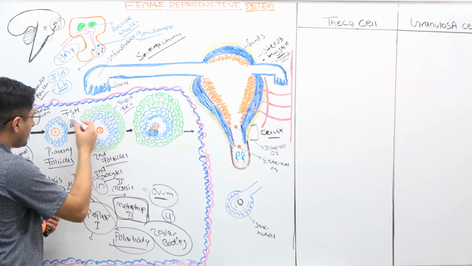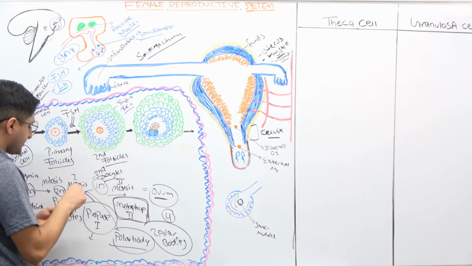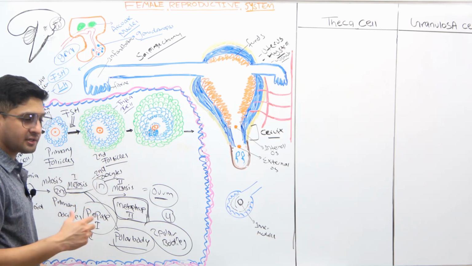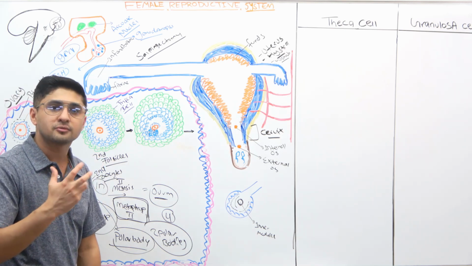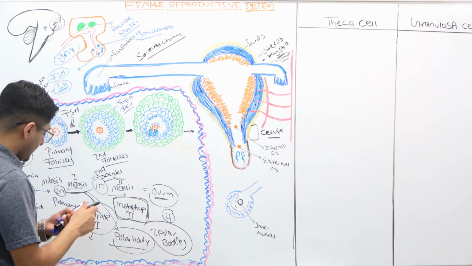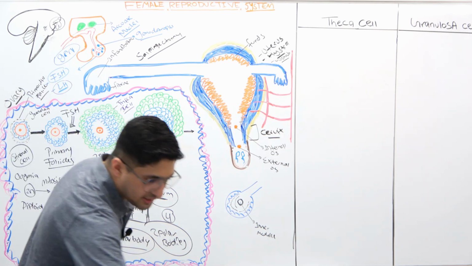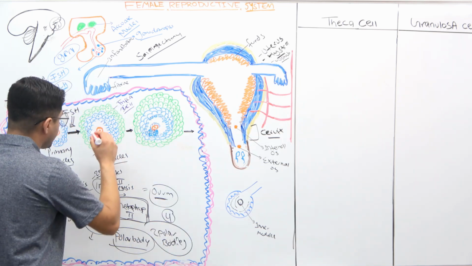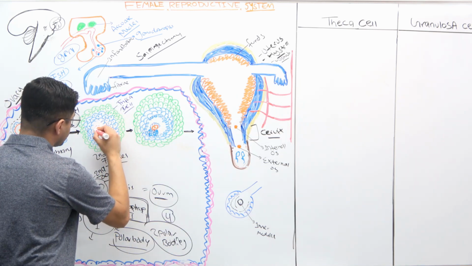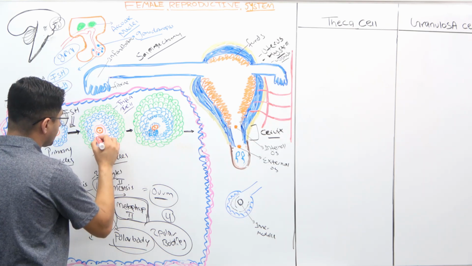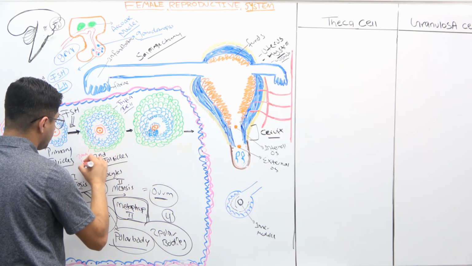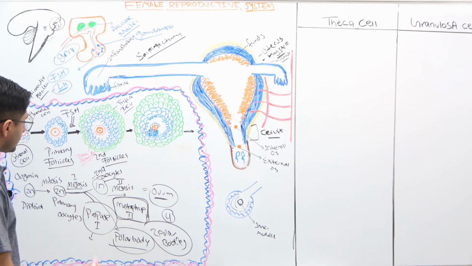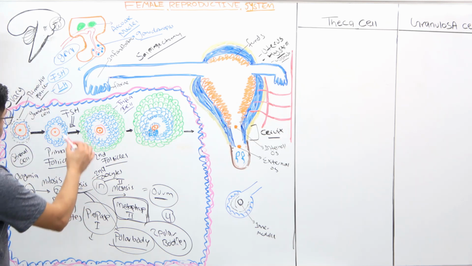And remember, in the presence of FSH, the granulosa cells and the oocyte start making a glycoprotein layer. It's a non-cellular layer, and I'm going to draw it in red. This layer right here is a very, very important layer. This is called the zona pellucida. That's what it's going to make.